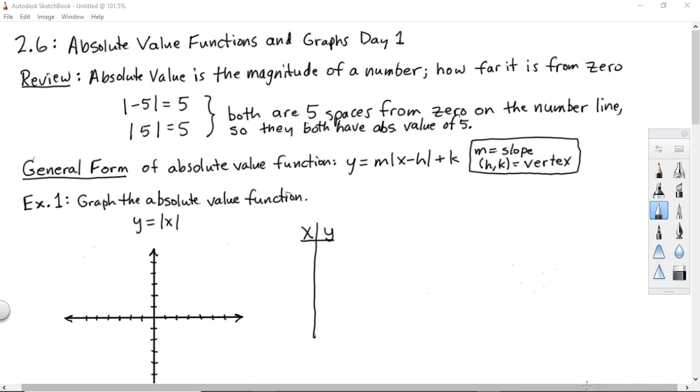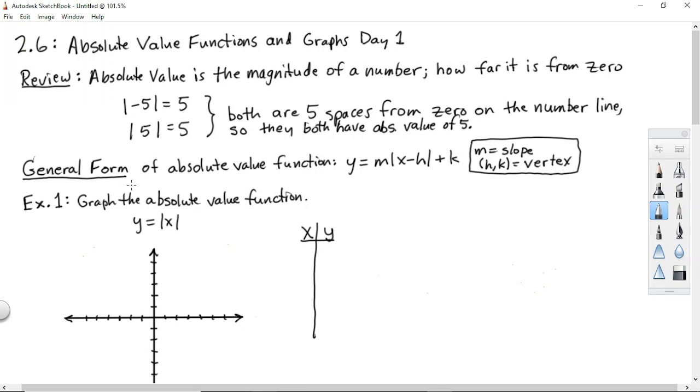Okay, so today we're going to start section 2.6, absolute value functions and graphs. And just review quickly first of all, what is absolute value? Absolute value is the magnitude of a number. That is how far the number is from zero. So for example, the absolute value of -5 is 5. The absolute value of 5 is also 5. Both are 5 spaces from 0 on the number line, so they both have an absolute value of 5.